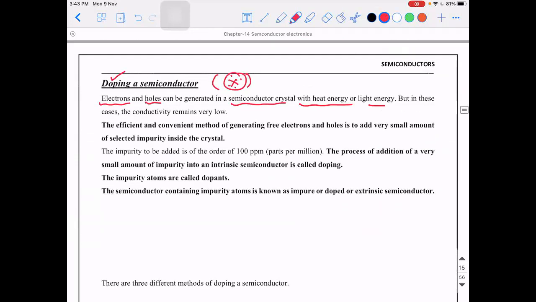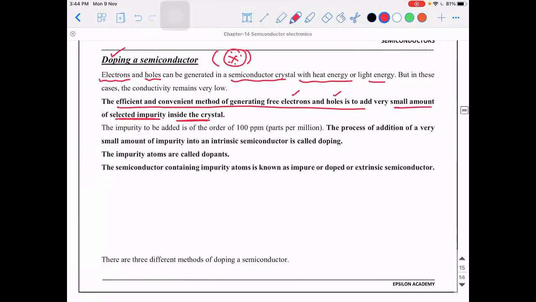But the efficient and convenient method of generating free electrons and holes is to add a very small amount of selected impurity inside the crystal. Means if you have a pure form, to that pure form, you need to add some selected impurity so that you are able to generate excess amount of electrons or holes, not both simultaneously. You can either generate excess amount of electrons in the crystal or you can generate excess amount of holes in the crystal. So how we are going to do that, and what is the advantage? Let's see. The impurity to be added is generally of the order of 100 parts per million.